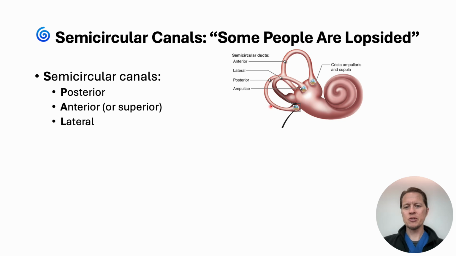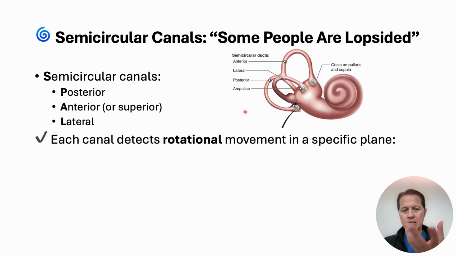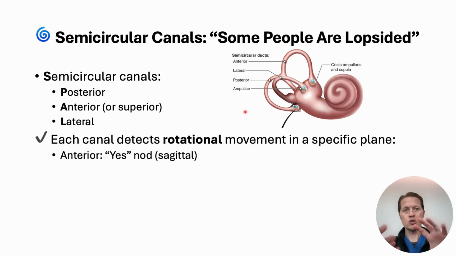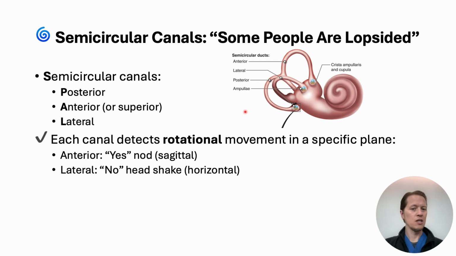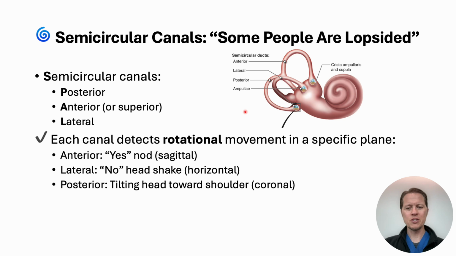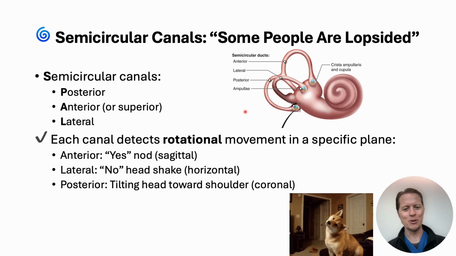Well, maybe some people are lopsided. There are 3 different semicircular canals: posterior, anterior, or superior, I guess you could say it, and lateral, and those are detecting that rotational movement in a different plane, which is why you need that gyroscopic chair to test all 3 X, Y, and Z planes. So the anterior one is the yes, the sagittal plane going in this direction, if you're nodding your head yes. If you're shaking your head no, horizontal now. The lateral semicircular canals are being activated in me right now. And then the fun one, the posterior, that's kind of that dog-like motion to the side in the coronal plane, and that's your posterior semicircular canal.